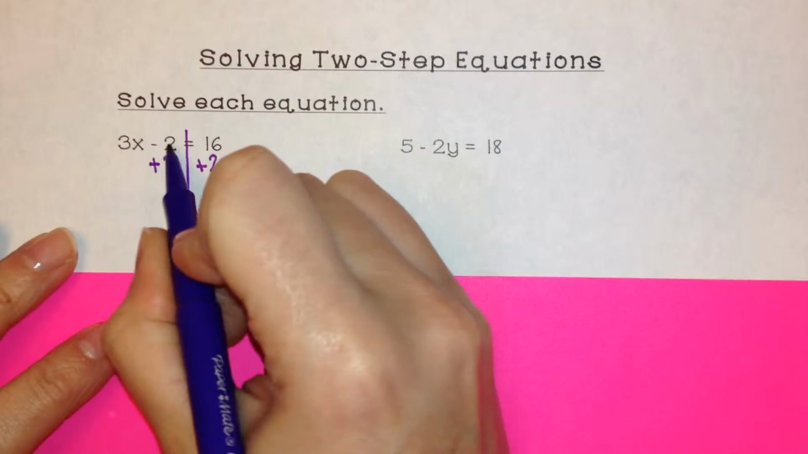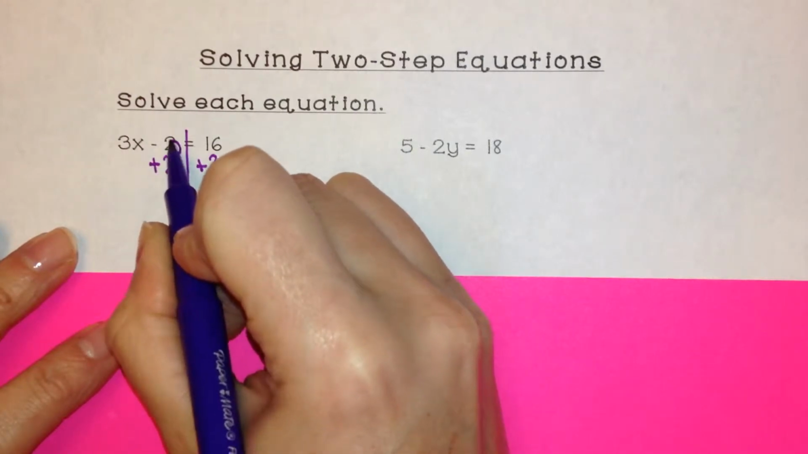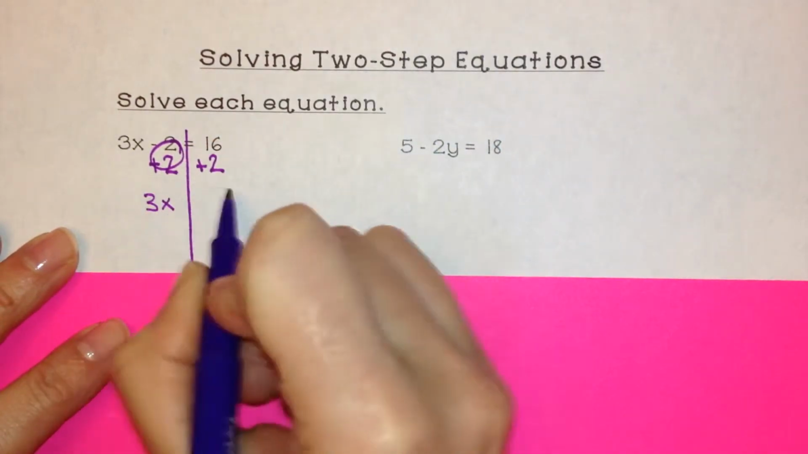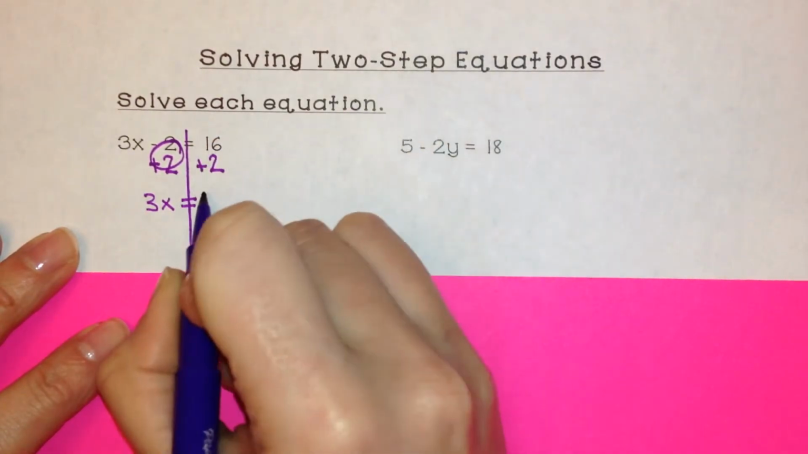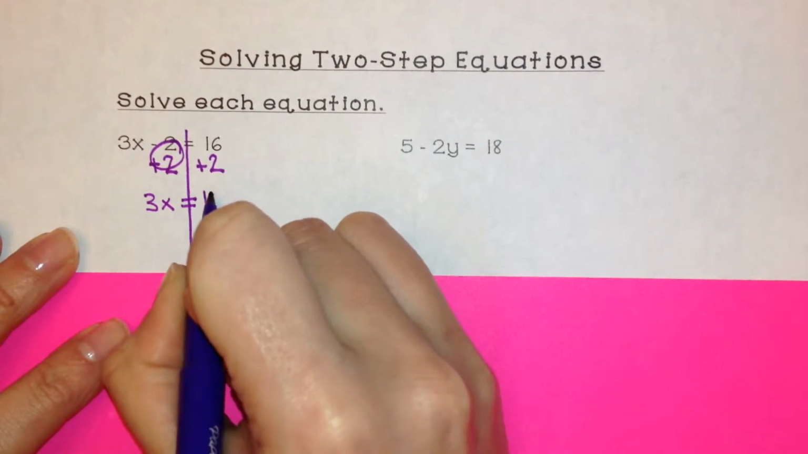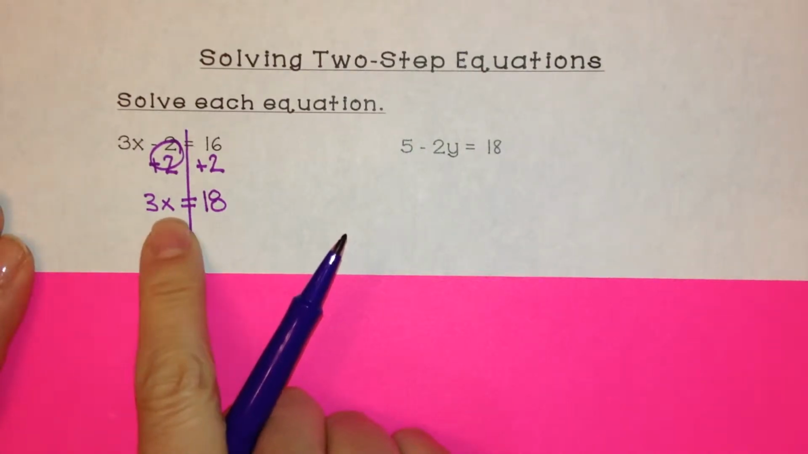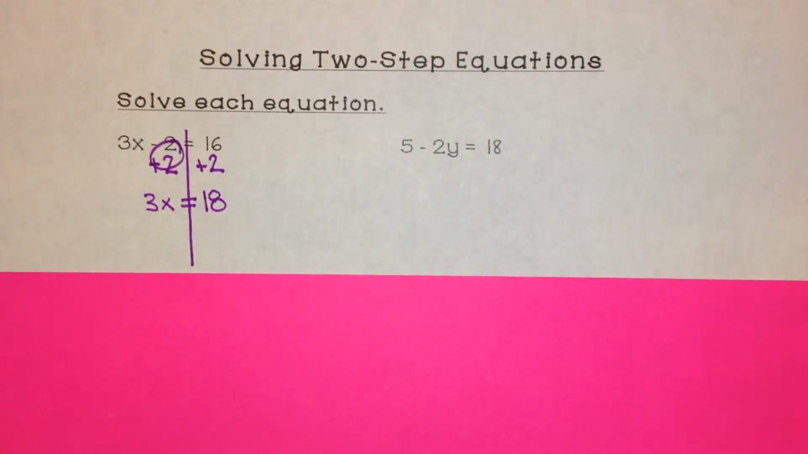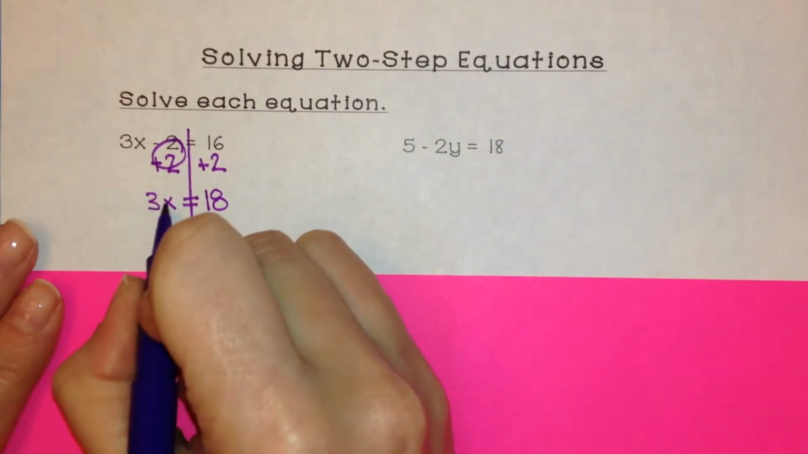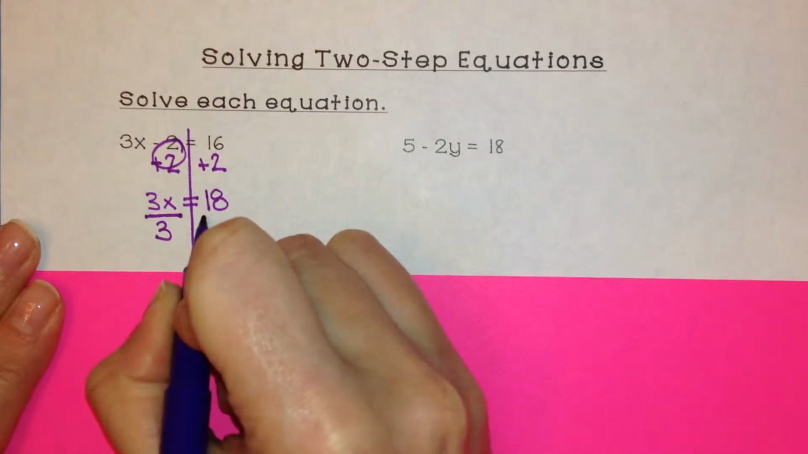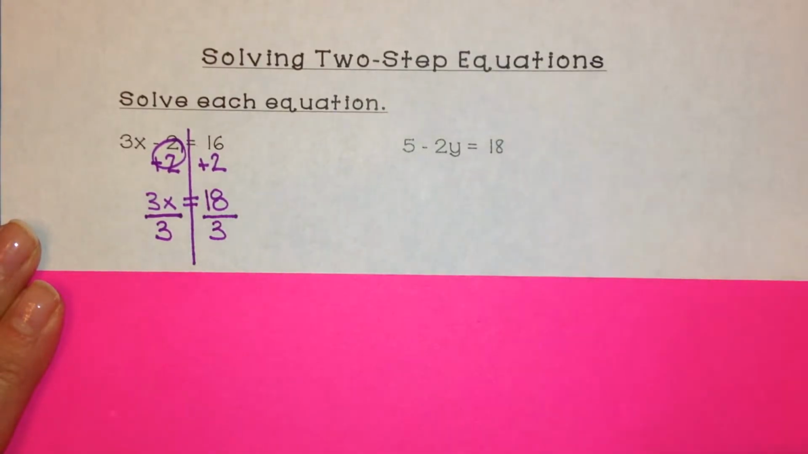Right, so I know that negative 2 or minus 2 plus 2 equals 0. So I'm just going to zero those out. Bring down the 3x is equal to 16 plus 2 leaves me with 18. Okay, now I still have this 3 that's being multiplied by x. Remember that anytime a number is right next to a variable, it means multiplication. So opposite operation of multiplying is dividing. So to get rid of the times 3, I'm going to divide the whole thing by 3. But anything I do to one side of the equal sign, I have to do to the other.